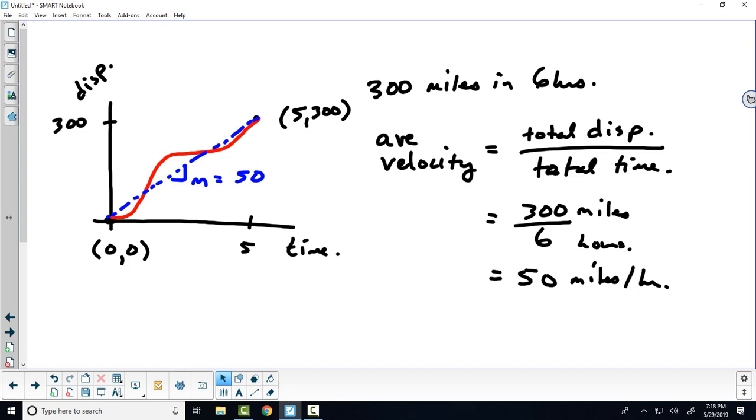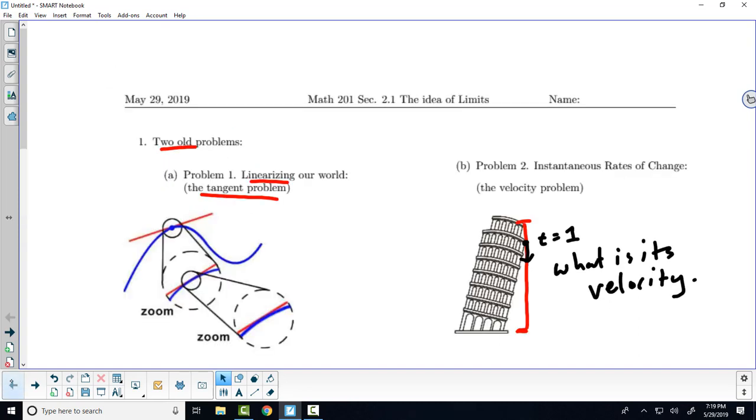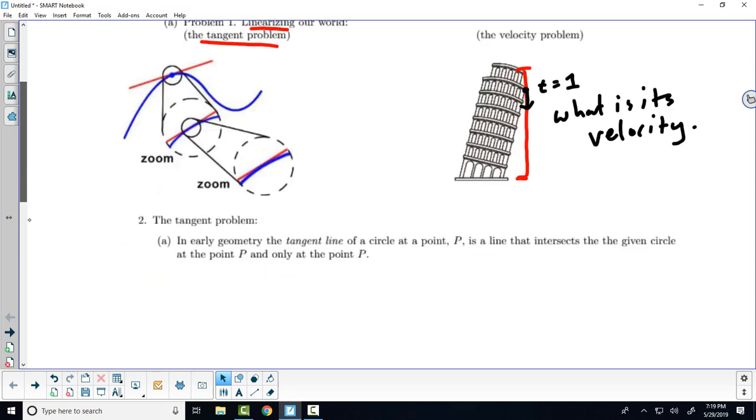So that's the next question we want to ask. How do we calculate an instantaneous rate of change? And I did say a moment ago that these two problems seem completely different. It turns out that our methods for solving these two problems are exactly the same. And in fact, these two problems are almost identical. So let's go ahead and look into that in more detail.